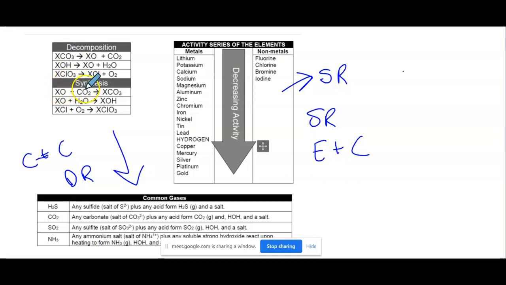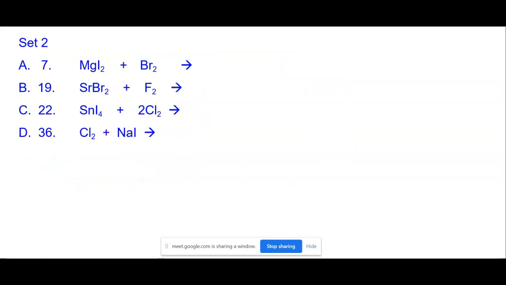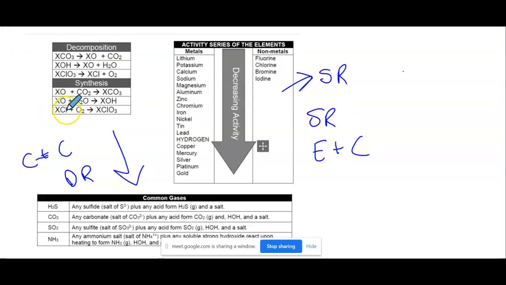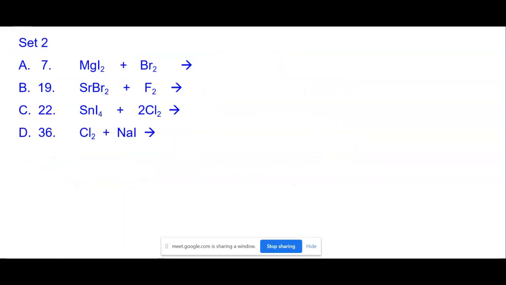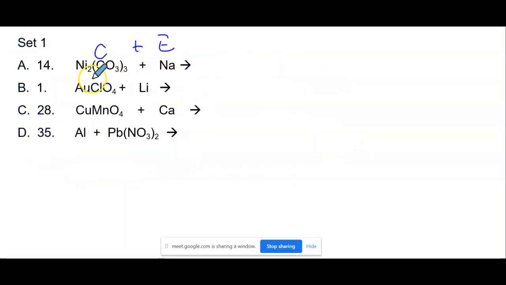So here we have a compound plus a compound, so it can't be that one. XO plus H2O is a compound plus compound. So here we have compound plus element, right? So it could be that one. So let's go back and look. It has to be something with chlorine, a metal with chlorine plus an oxygen to be that specific one. And we don't have an oxygen. Do you see that? Yeah.